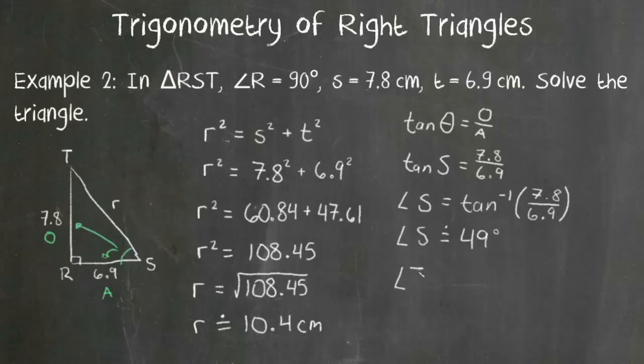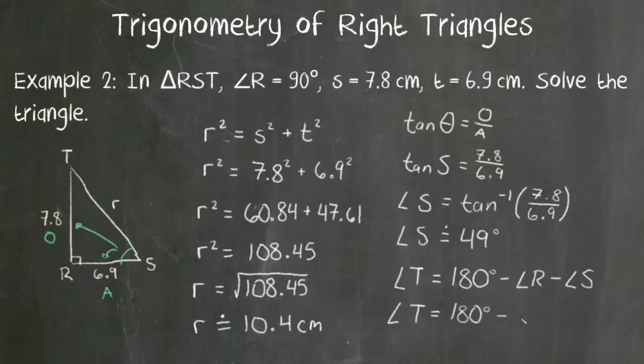Our last step is to find the last angle, angle T. To do that, remember all 3 angles in a triangle have to add to 180 degrees. So I'm going to do 180 minus angle R and minus angle S. So angle T will equal 180 minus 90 minus 49.